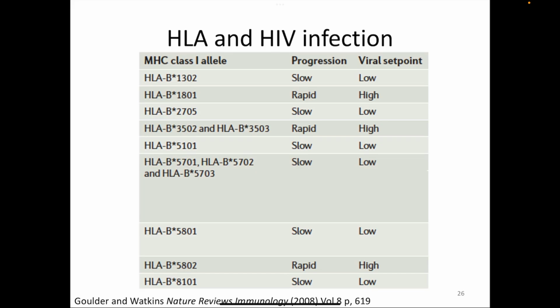B27 also is the most common MHC type to have the autoimmune disease ankylosing spondylitis. And so if you have B27, you're going to be good with HIV, but you might get this one autoimmune disease. And so every different MHC type has sort of pros and cons. There's no one that's good for everything or no one that's bad for everything.